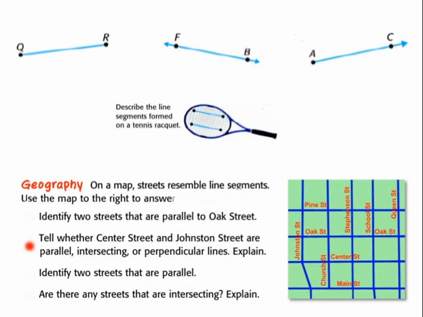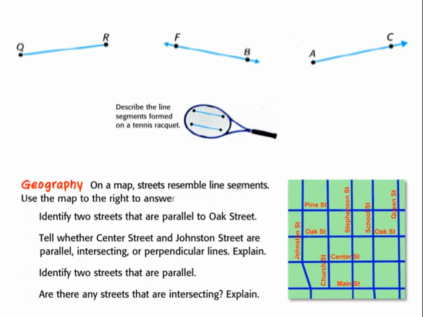My next question says, tell whether Center Street and Johnston Street are parallel, intersecting, or perpendicular, and then explain. Well, here I see Center Street, and then I have Johnston Street. Well, they touch, so they are intersecting.